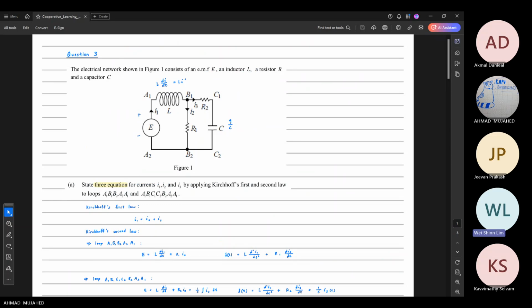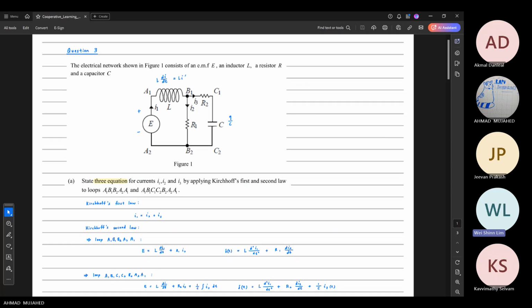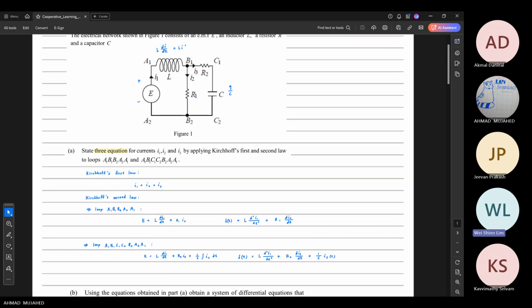Okay, so for question 3, we need to first find 3 equations from the circuit given. Using the Kirchhoff first law, which is the KCL, the equation found is I1 equals I2 plus I3. Then we use KVL to find another 2 equations given by the question. The first loop is A1, B1, B2, A2, and A1. Then we found the equation E equals L di1/dt plus R1 I2.